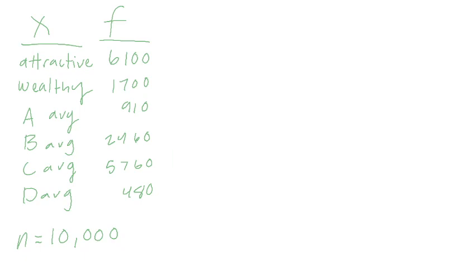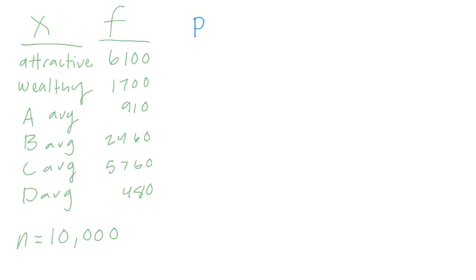But is it possible to be both attractive and wealthy? I think yes. Is it possible to be wealthy with an A average? I think yes. Is it possible to be attractive with a C average? I also think yes. So we want to think about if these events are mutually exclusive or non-mutually exclusive. But before we worry about that, let's just practice a good old basic probability.